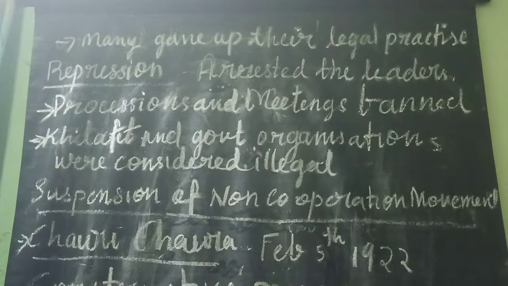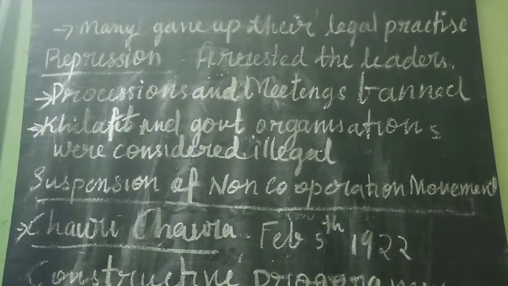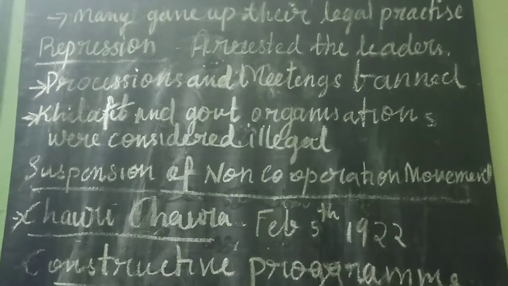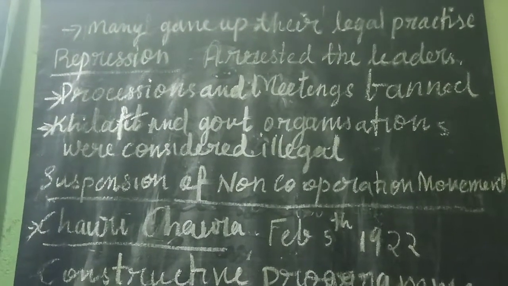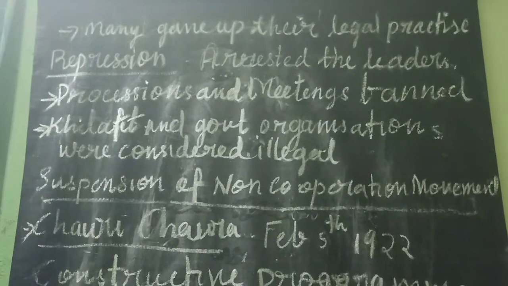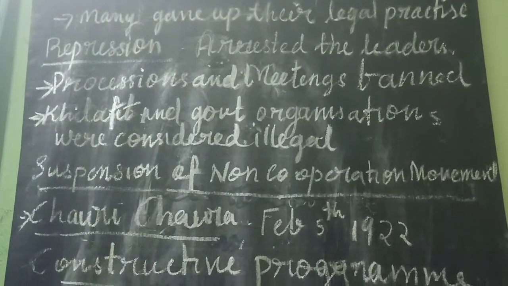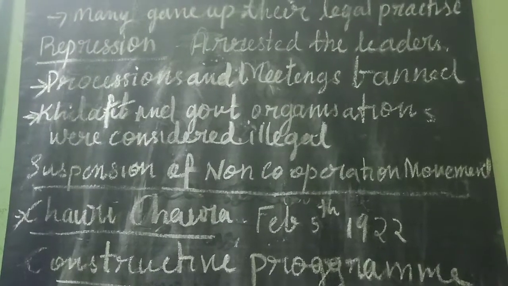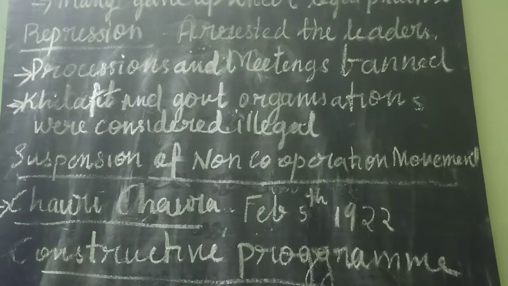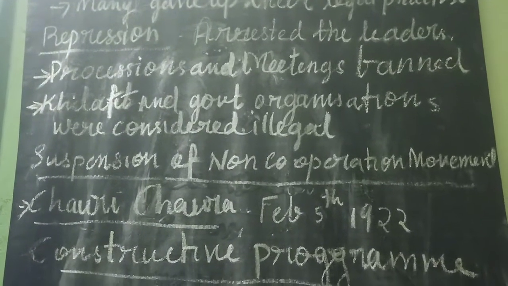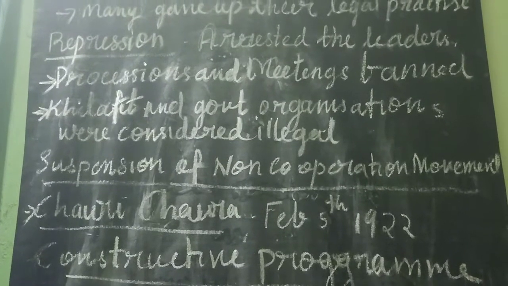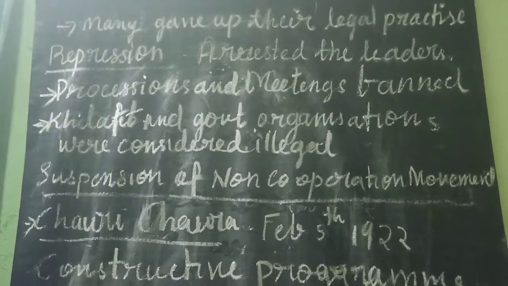All the prominent leaders were arrested except Gandhi and sent to jail. Processions and public meetings were banned, and Khilafat and Congress volunteer organizations were considered illegal. But unfortunately, in the end, the whole movement was stopped on February 12, 1922, because of an incident called the Chauri Chaura incident.